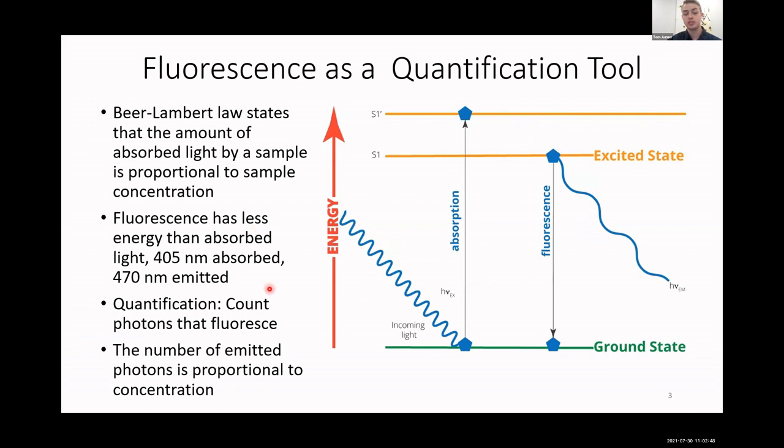And then the actual quantification that we're looking for comes from the fact that we're going to have a photon counter that'll count the fluorescent photons. And so the number of emitted photons will be proportional to the concentration of the sample that we're looking at.